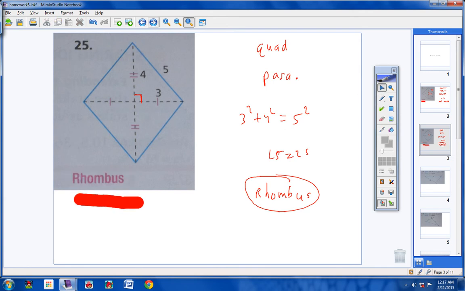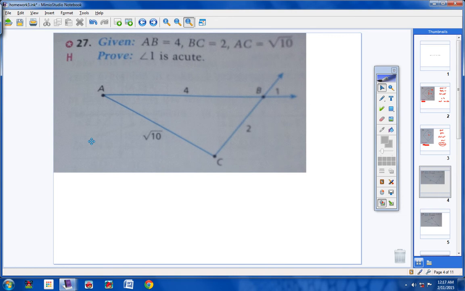Okay, moving on. The reason we skipped 26 is we have yet to look at kites. That's one of the extended lessons that we'll have. If we have time, we'll go back and look at it at the end of the school year, okay? Alright, moving on to number 27. We're going to prove this now.